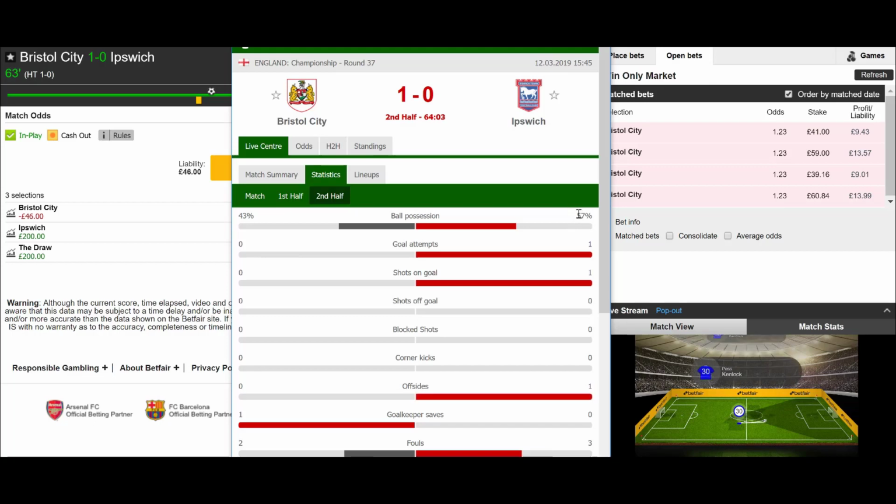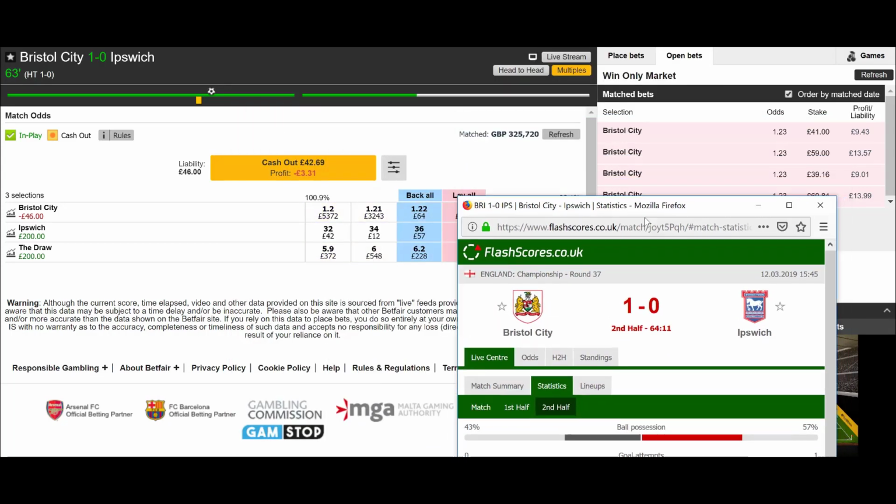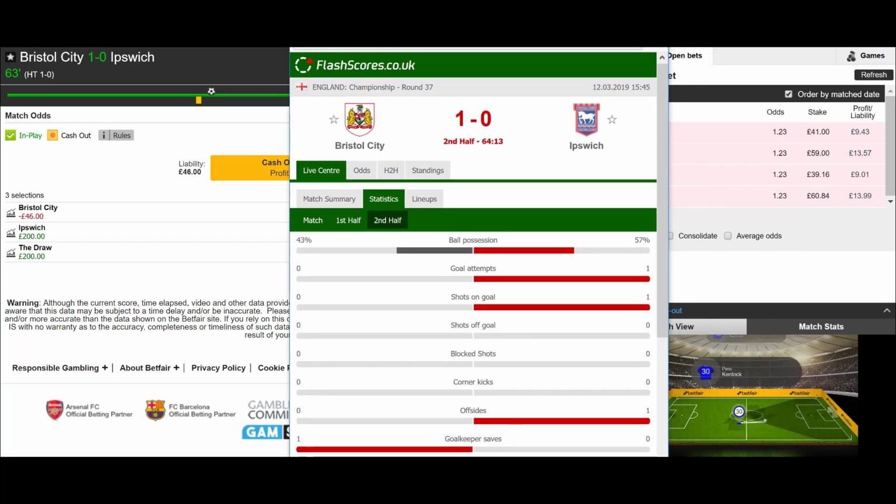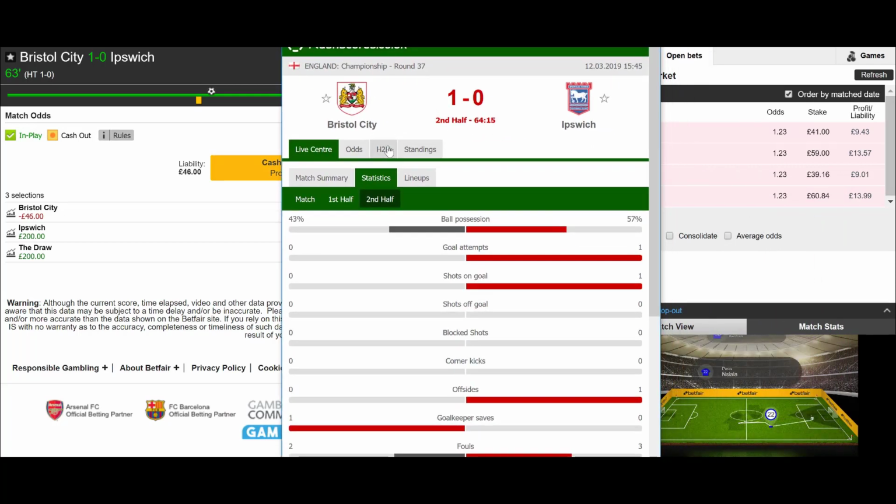Ipswich dominate in the second half so far, so you would think that something is not quite right, and maybe Bristol City are a little bit too short at the moment to be priced at 1.23, and there could be an Ipswich equaliser in the offing, which we could hopefully profit from.